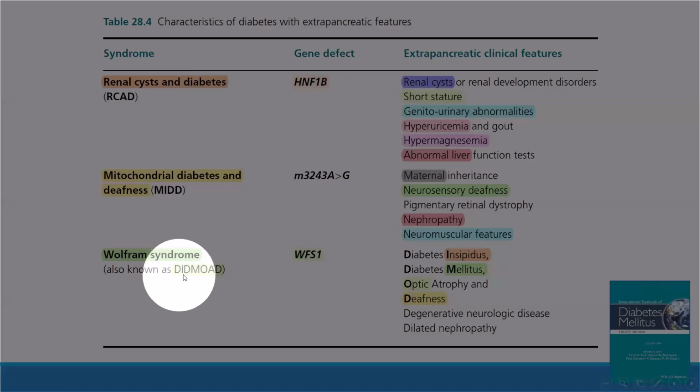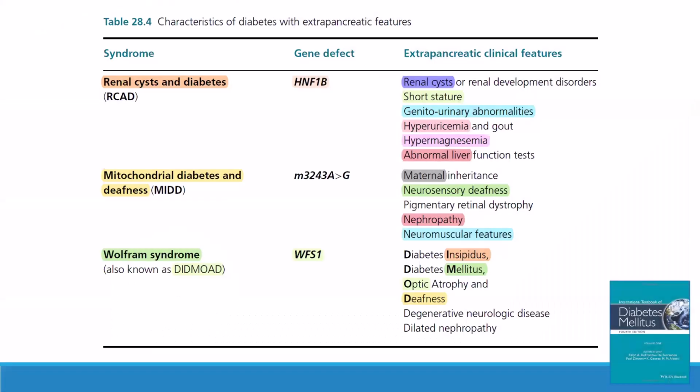Wolfram syndrome, also called DIDMOAD, is diabetes insipidus, diabetes mellitus, optic atrophy, and deafness. Not all of these features are present at the same time. It is usually progressive. Usually it presents with diabetes insipidus, followed by diabetes mellitus, then optic atrophy, then deafness, with dilated nephropathy and degenerative neurological disease.